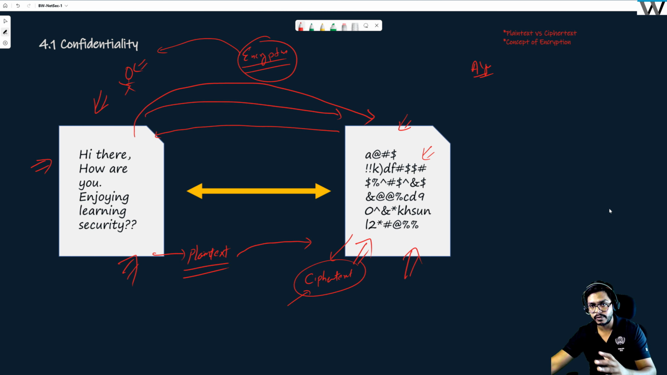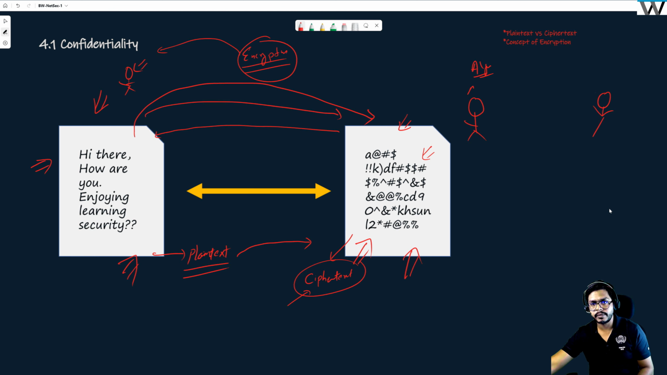Although there is a key factor also, which I'm going to explain next part. But for this part, just try to understand. If you can convert plain text into ciphertext, and ciphertext into plain text, then basically you have that algorithm with you. It means that you are capable of doing encryption. It means that you are capable of achieving confidentiality.